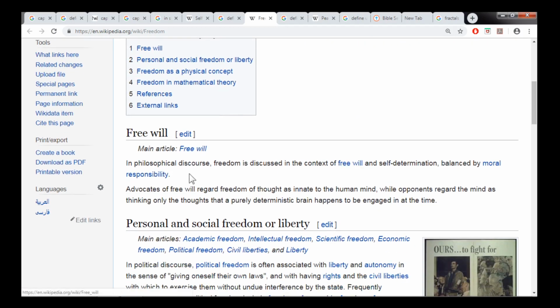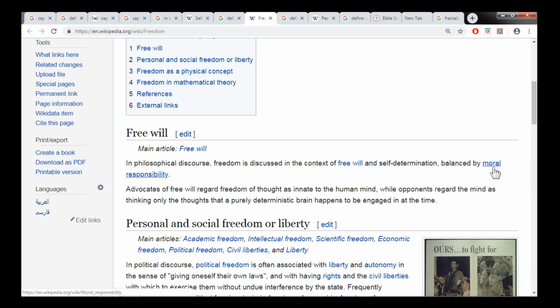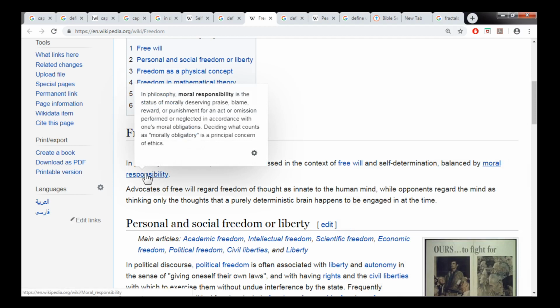In philosophical discourse, freedom is discussed in the context of free will and self-determination. Self-determination, right? Because you determine bash yourself. Whoa, you give yourself purpose and this, and wow, smashed. Balanced by, oh, but then they say, but balanced by moral responsibility. They couldn't wait just to throw these terms together and just give it a meaning somehow. Moral responsibility. Well, did you know that you're being morally irresponsible?